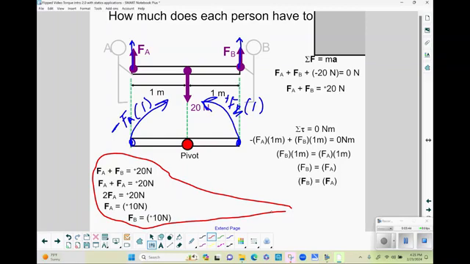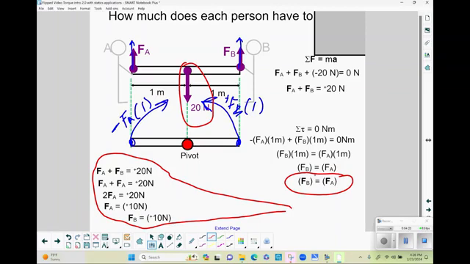So picking a different pivot point really doesn't impact what my answer is going to be. The requirement to be in a static case is that the net torque around any point of the system must be 0. So I can pick any point I want as my pivot. I always personally try to pick pivot points that are more strategic than others. For example, in this case, I did not get to work with the force of gravity, and I was stuck with two unknowns in my torque equation.